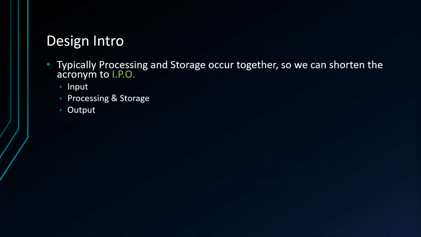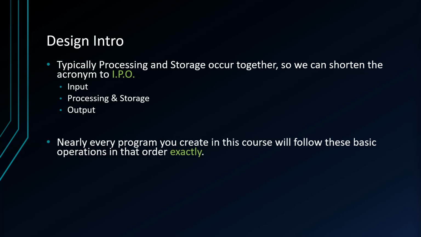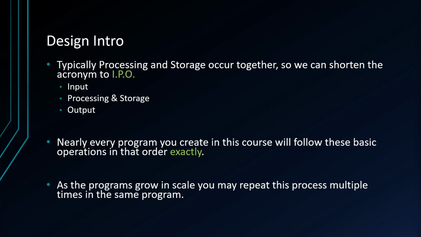Okay. Now, we also know that processing and storage will typically be grouped together since they almost always happen directly one after the other. Once we finish manipulating something, we then need to store the results or we lose them. So we typically group those things together and reduce our acronym from IPSO down to IPO. So it becomes input, processing and storage, and output. Nearly every program you create is going to follow these basic operations in that order exactly, and it's never really going to change.